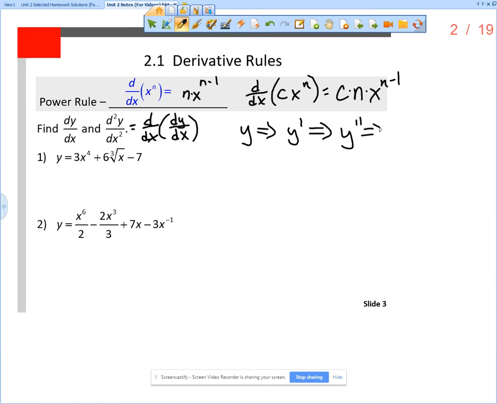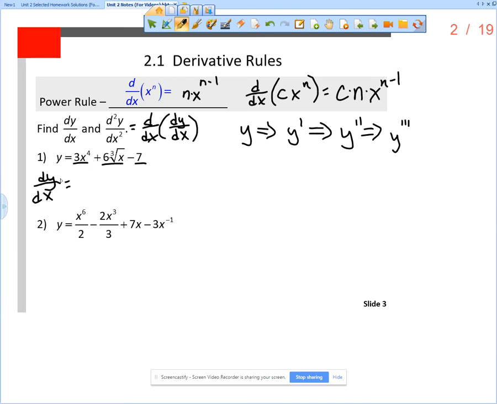Or you could keep going and say y triple prime would represent the derivative of the second derivative, or the third derivative of y. And we could keep going. All right, so if I want to find dy dx, how do I do it? Well, I've got 3x to the fourth plus this other thing minus this other thing. So we're simply going to take the derivative of each term separately.